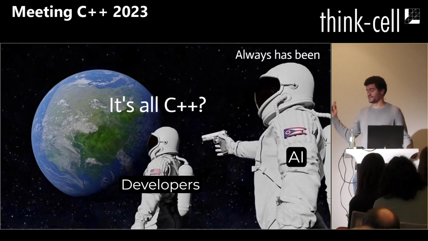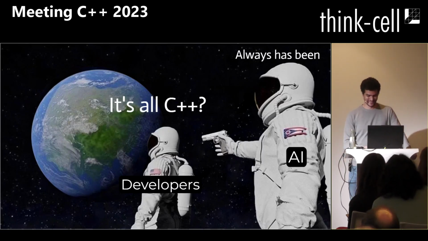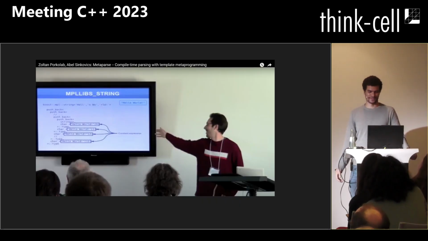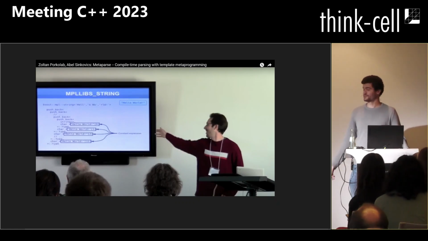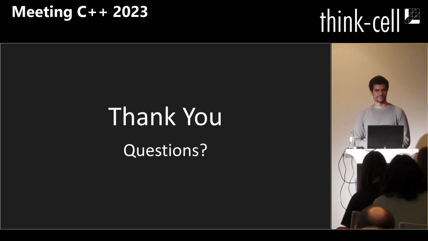Or we will all be replaced by AI. This is also a possibility, so I don't know. But my personal hope is that in a few years there will be another talk about compile time parsers, and it will show some of the code that you've seen here from C++17, 20, or 23, and it will say, look how difficult it was to do something that we can easily write in a few lines today. Anyway, thank you very much.